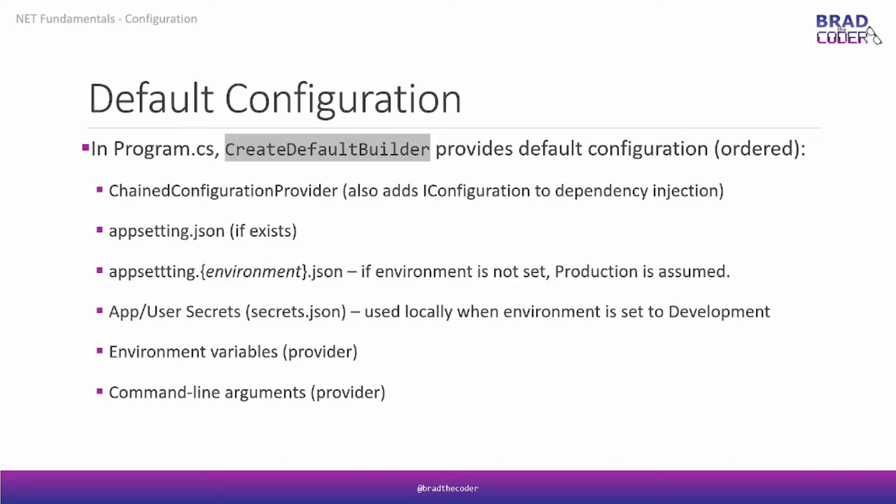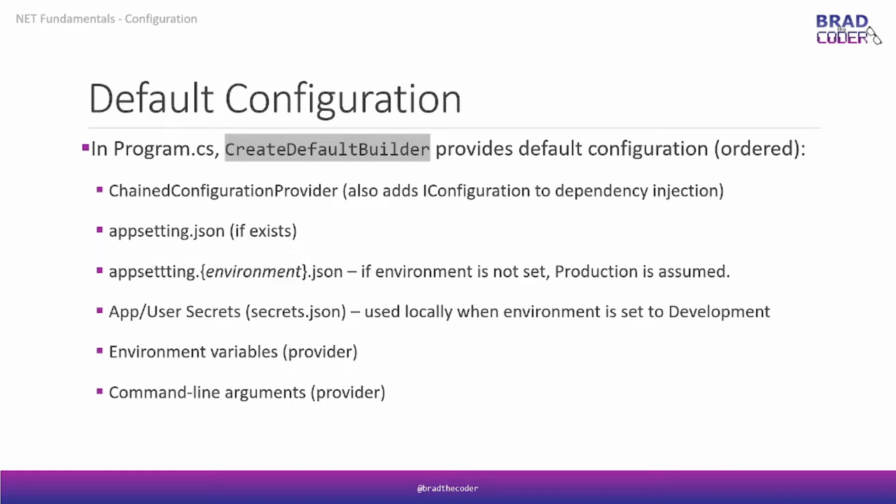So if you have an appsettings.environment.json, and this specifically means if you have development, staging, production, and you've actually configured the environment as such, it will try to use that configuration file and stack it on top of the appsettings.json. If you don't have the environment variable set, it will assume that the environment is production, and it will try to find an appsettings.production.json file. If you don't have that file, it will not be loaded.